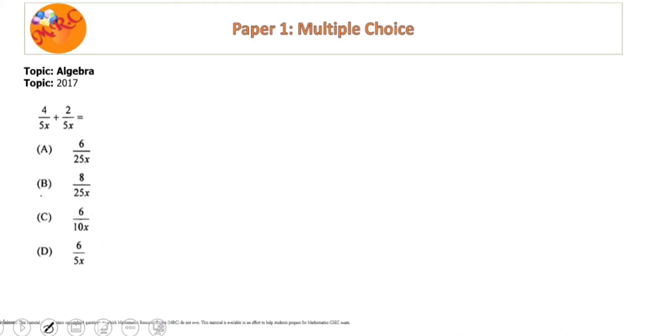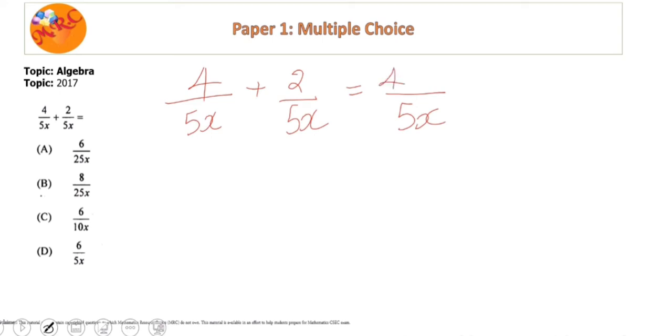4 divided by 5x plus 2 divided by 5x equals. So if we were doing any other fraction and the denominators are the same, all we would do is add the numerators and the denominator goes back just the same. Same thing with algebra. The denominator is going to remain the same and we're going to add the numerators, 4 plus 2. 4 plus 2 is 6 divided by 5x. So that means our answer is D.